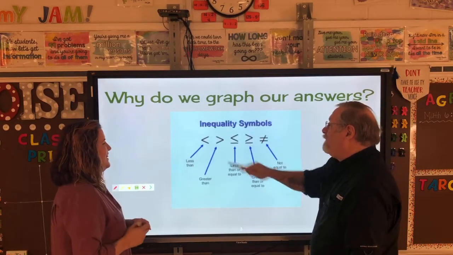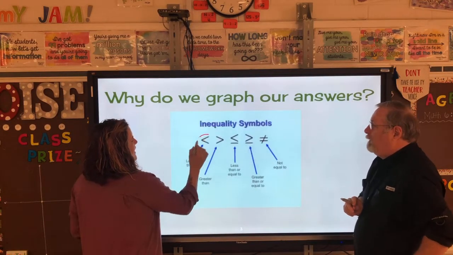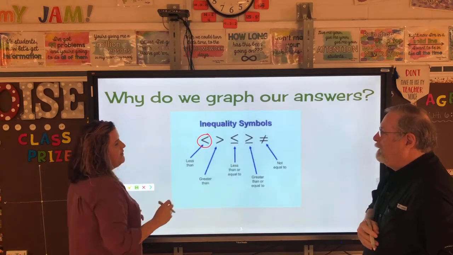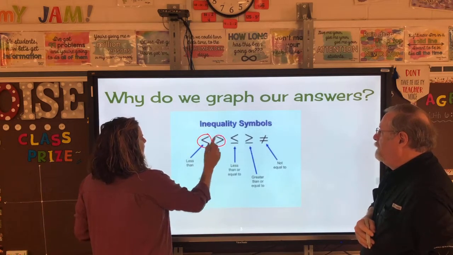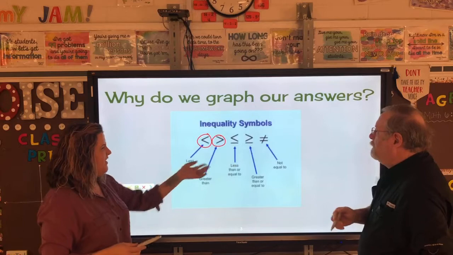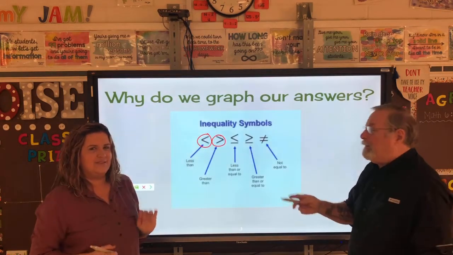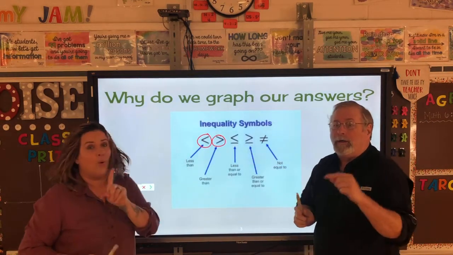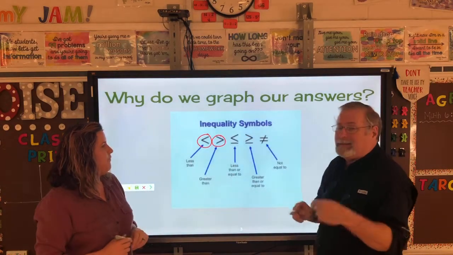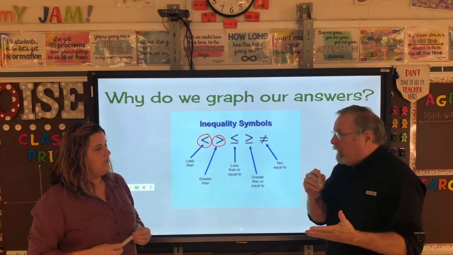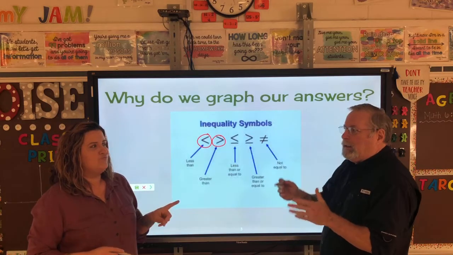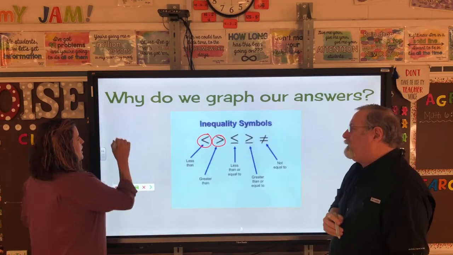And they probably know these first two. So we know that the less than faces away. The alligator always eats the bigger number. Greater than faces towards the first number. But what are these ones with these little lines? Well, these are less than or equal to. They use the less than sign, but you know how an equal sign has 2 lines? Because this is or equal to, we put a line underneath it to make it the same thing.